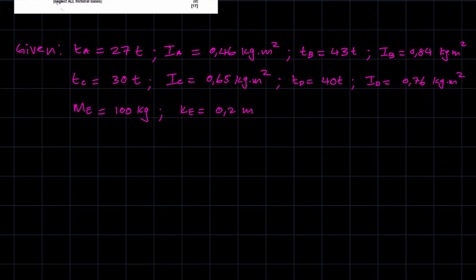So as per the statement, we've been given the number of teeth of A, which is 27, and we're also given the moment of inertia of gear A, which is 0.46. The number of teeth of B is 43. Its moment of inertia is 0.84. The number of teeth of C is 30, and its moment of inertia is 0.65. The number of teeth of D is 40, and its moment of inertia is 0.46.